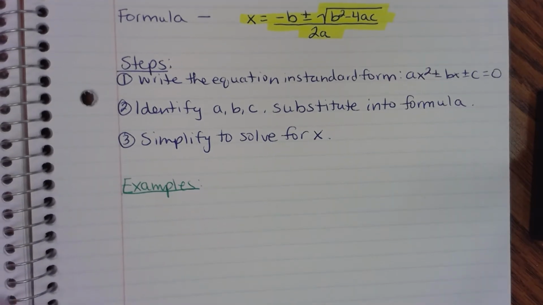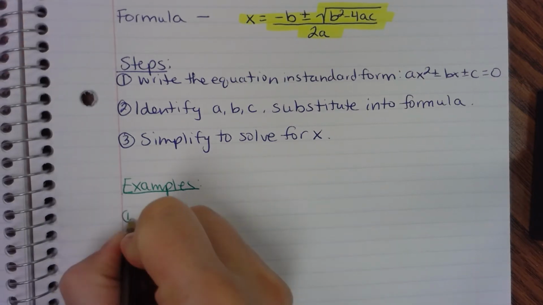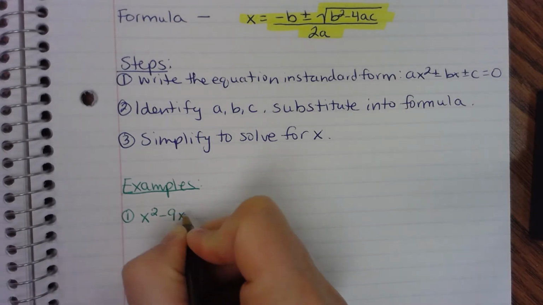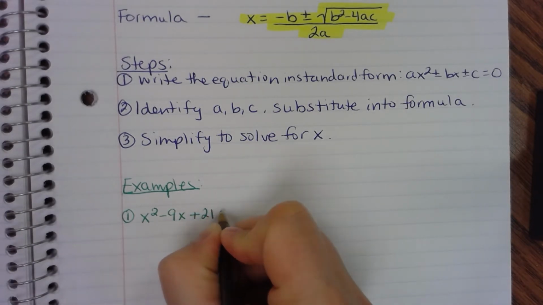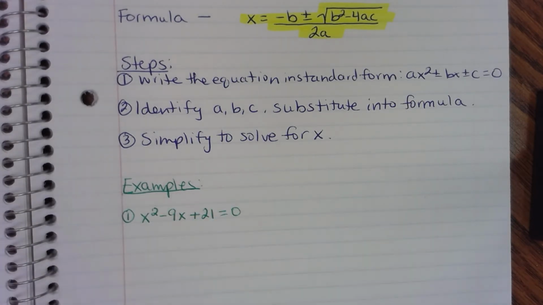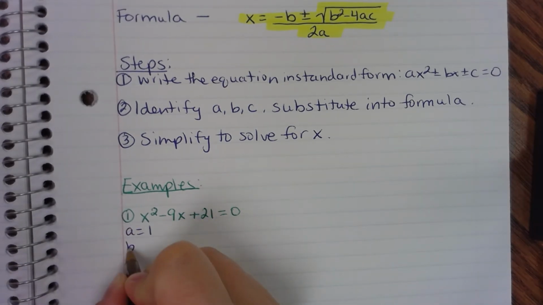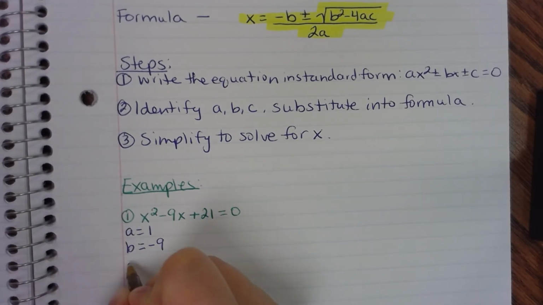So our first example that we are going to take a look at today is going to be x squared minus 9x plus 21 is equal to 0. It's already in the form that I need it in, so that helps. Remember that we want to identify a, which is going to be 1, b is negative 9, and c is a positive 21.